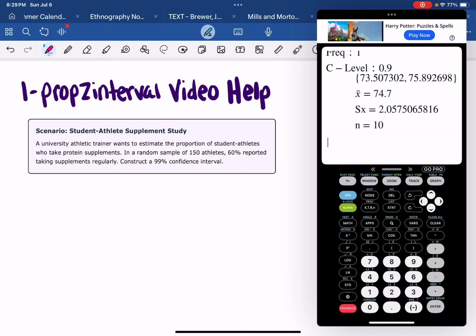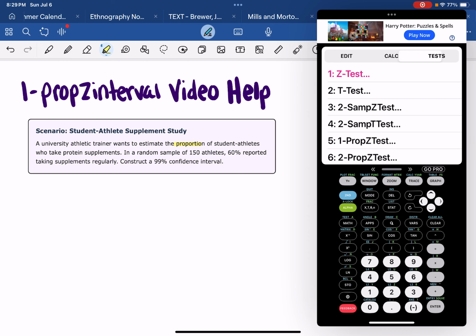In this case, we're talking about student-athlete supplements, and we are asking athletes if they take supplements regularly. And so this is telling us that it is a proportion problem. It even says the word proportion at the beginning, which is a keyword. So lots of indicators that it's a 1-prop-z interval. So from here, we know we're going to go to stat, test, and we're going to find 1-prop-z interval.